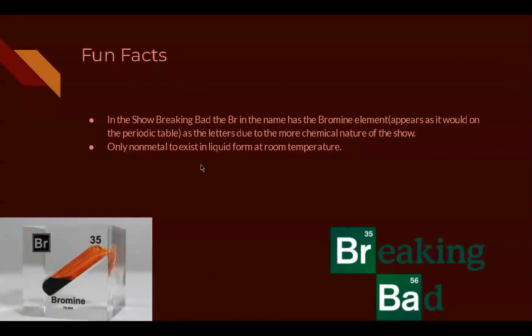Some fun facts I'd like to include about bromine is that in the show Breaking Bad, in the title card, the chemical symbol capital B lowercase r and the atomic number 35 is used to show just the element in the name for the breaking. And this is due to the more chemical nature of the show and the main character being a chemist. Now, bromine is the only non-metal to exist in liquid form at room temperature, as shown here. It's kind of in this model, taking the form as a liquid would. And in fact, it's only one of two elements to exist in liquid form at room temperature, the other being mercury.